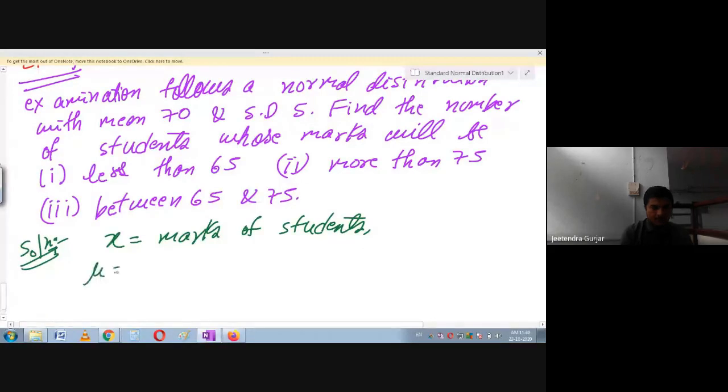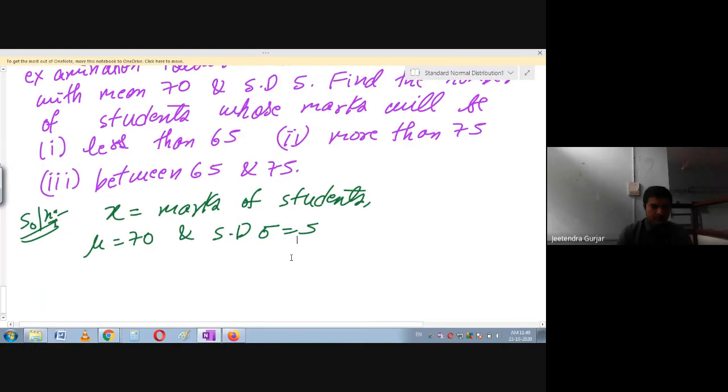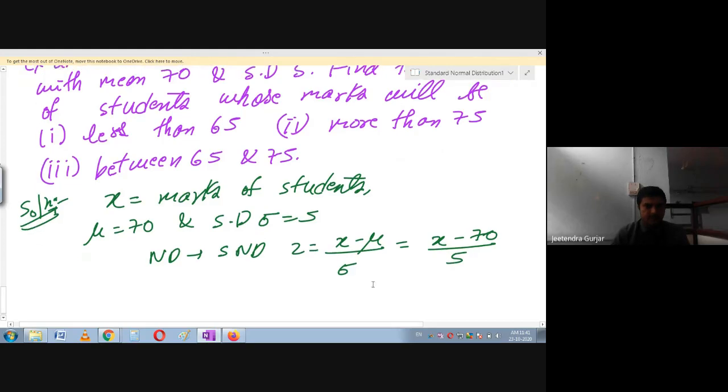Then they have given here mu is equal to 70 and standard deviation sigma is equal to 5. So I think you can now convert here normal distribution to standard normal distribution using the formula z is equal to x minus mu divided by sigma. Please remember here mu is nothing but 70 and sigma is nothing but 5. So I have written like this.